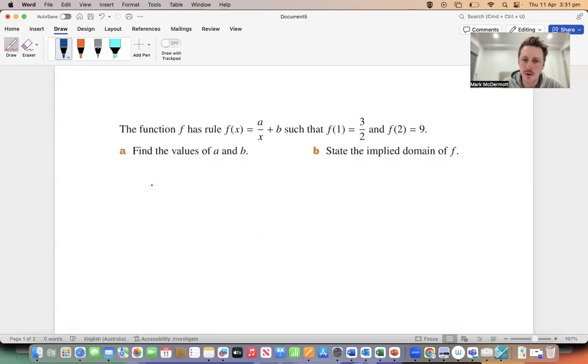Okay, a few questions here about implied domains and simultaneous equations as part of it as well. So let's see if we can give it a go.